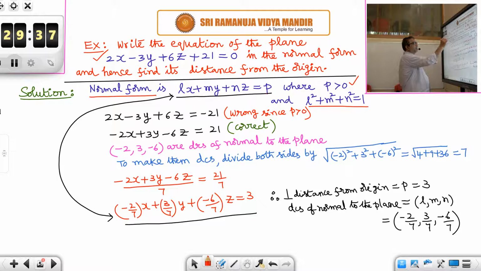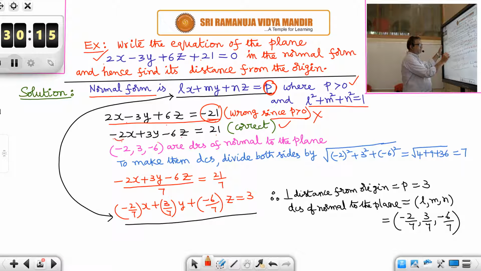So I have taken the equation 2x minus 3y plus 6z. The constant P must be on the right, so we have taken it to the other side, is it not? So I have taken 21 to the other side, minus 21. But this is the wrong way. Why is it wrong? P must be positive. The right side constant must be positive. Therefore, multiply by minus 1 again. This equation is wrong actually, because P is negative here. So multiply by minus 1. So minus 2x plus 3y minus 6z is equal to 21. Correct. This is 21.